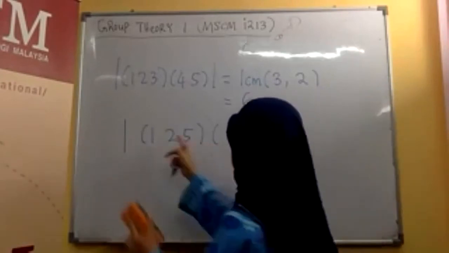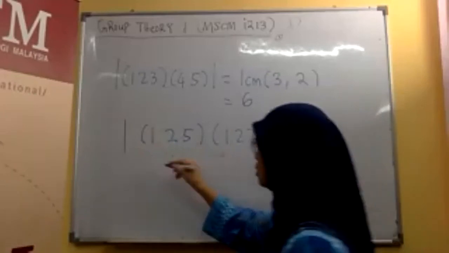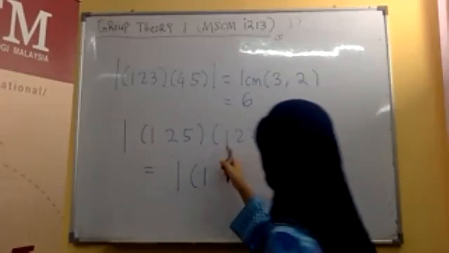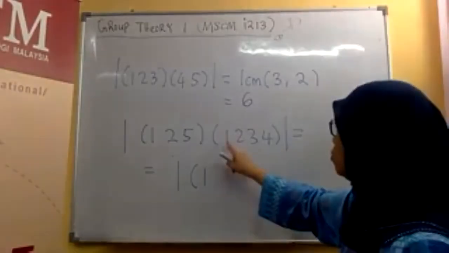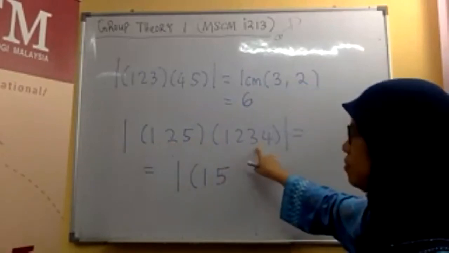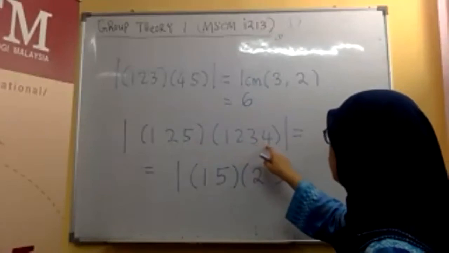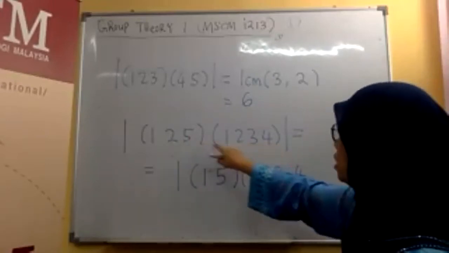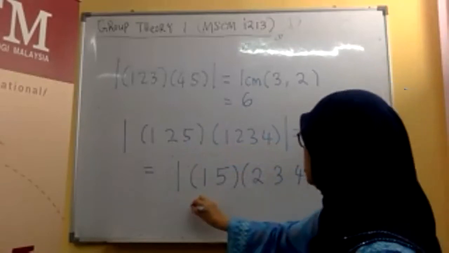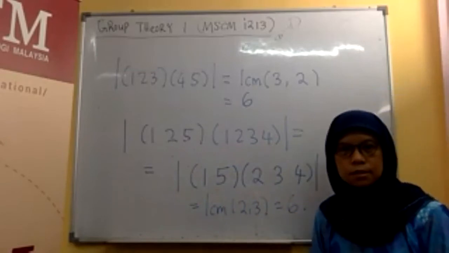First, this is not disjoint, right? It's not disjoint because there is a 2 here, a 2 here, a 1 here, a 1 here. So you have to multiply first. Can you multiply? 1 to 2, 2 to 5, 5 to 5, 5 to 1. 2 to 3, there's no 3. 3 to 4, there's no 4. 4 to 1, 1 to 2. So this is the LCM of 2 and 3, which is 6.